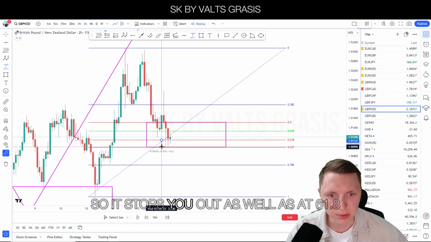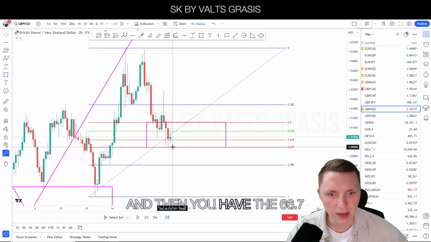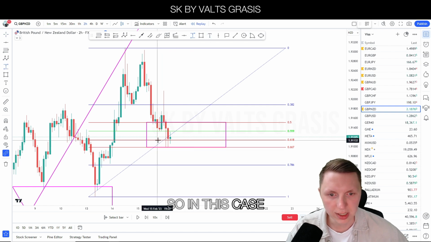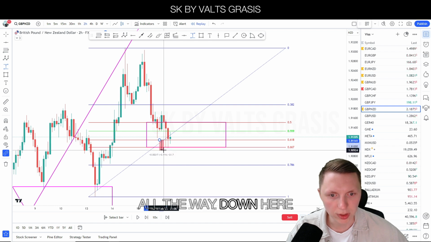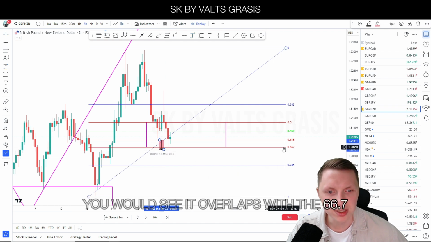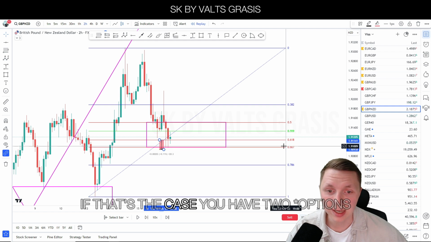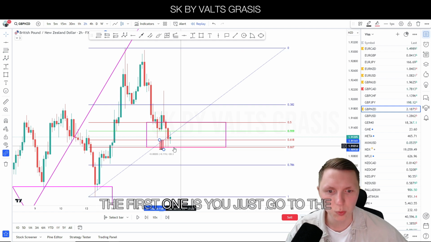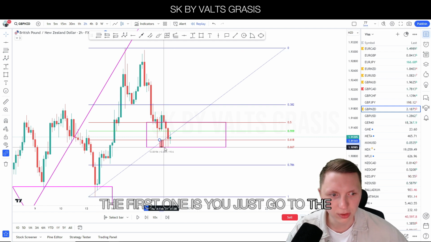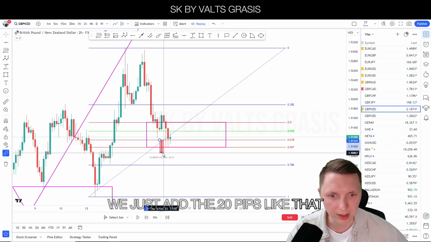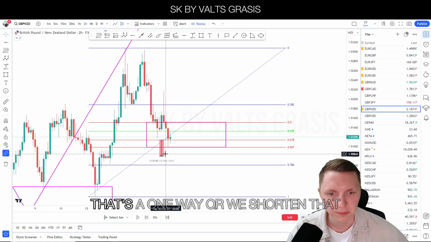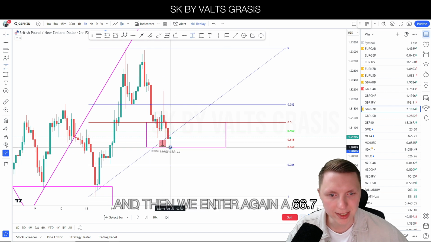So it stops you out at 61.8, and then you have the 66.7. In this case, if you would draw the stop loss from 61.8 all the way down here, you would see it overlaps with the 66.7. If that's the case, you have two opportunities. The first one is you just go like we did with the adaptive one, right? We just add the 20 pips like that. So it's going to be 35. That's one way. Or we shorten that and then we enter again at 66.7.